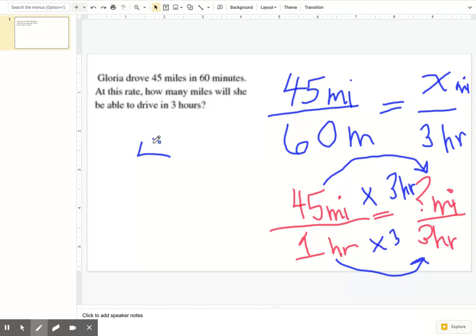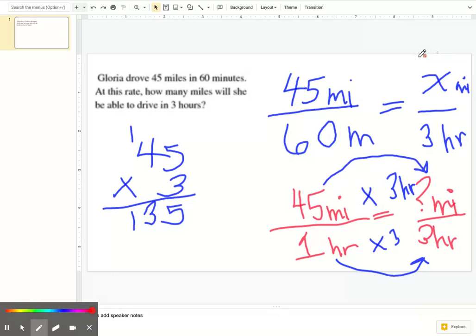So 45 times 3 will give us our answer. 5 times 3 is 15. 4 times 3 is 12, plus 1 is 13. So it looks like our answer is going to be 135 miles. That is how many miles Gloria will be able to drive in 3 hours.